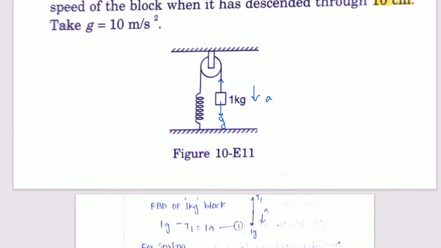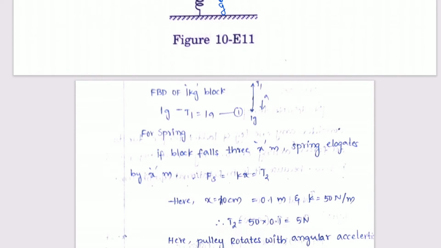That we can take as T1. So the block goes down. The free body diagram of the 1 kg block gives: 1g minus T1 equal to a.